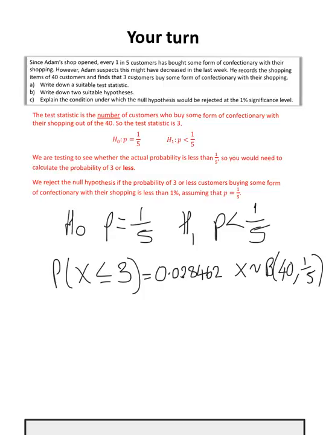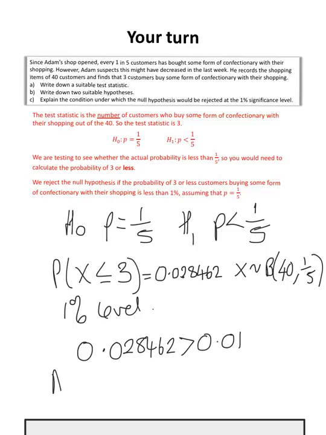So if we're testing at the 1% level of significance, what we actually have here is that 0.028462 is greater than 0.01. Therefore, we accept the null hypothesis. So if it's greater than the significance level, we accept the null hypothesis. So we assume that the probability is actually 1/5 of people do buy confectionery with their shopping.